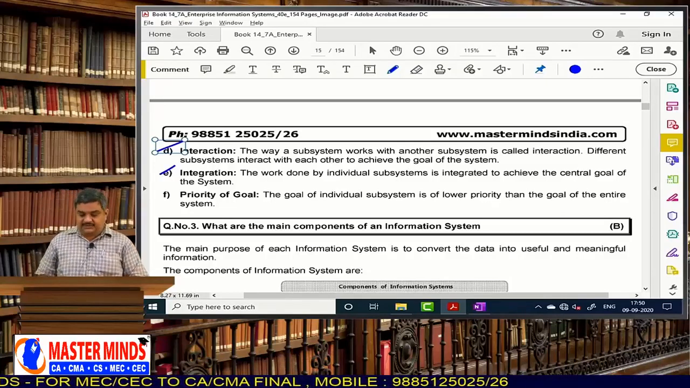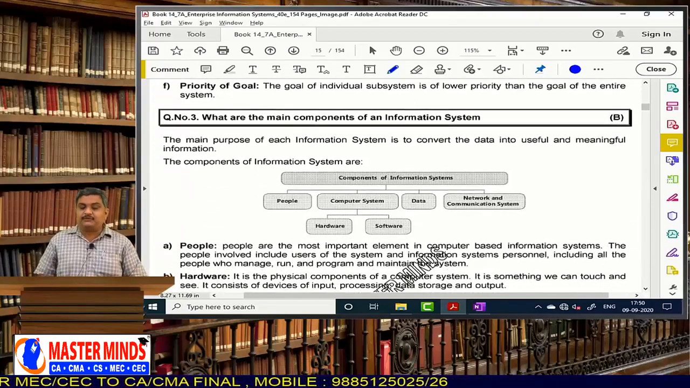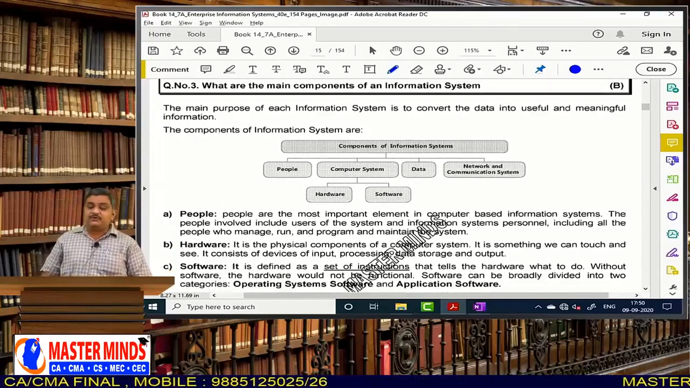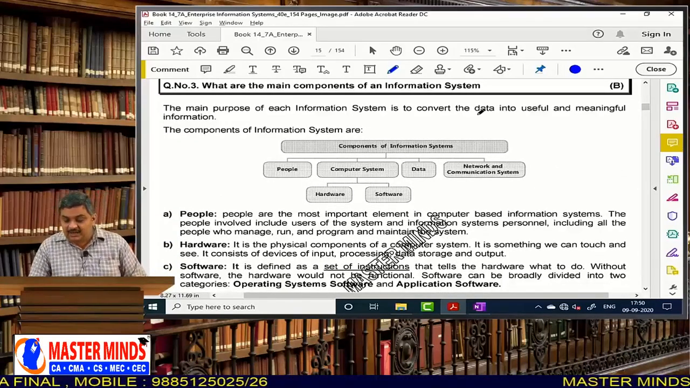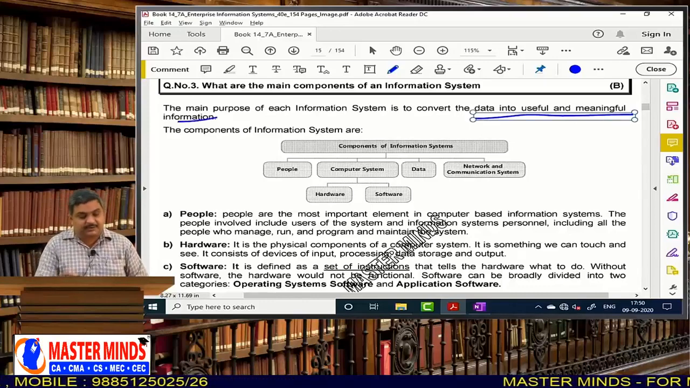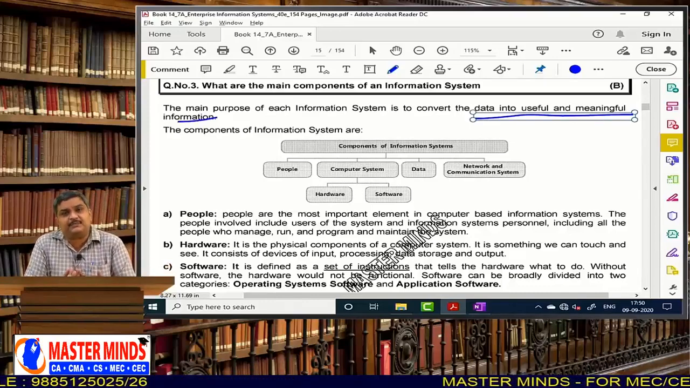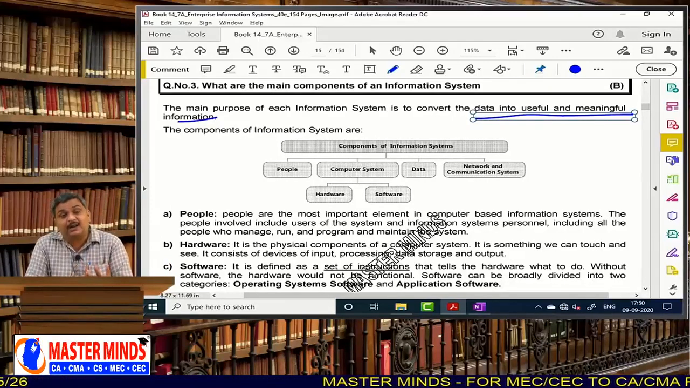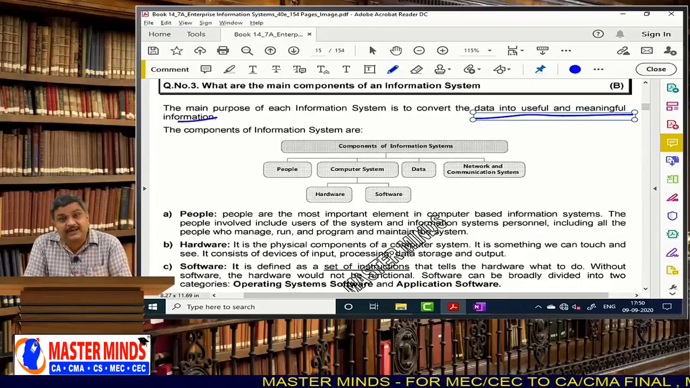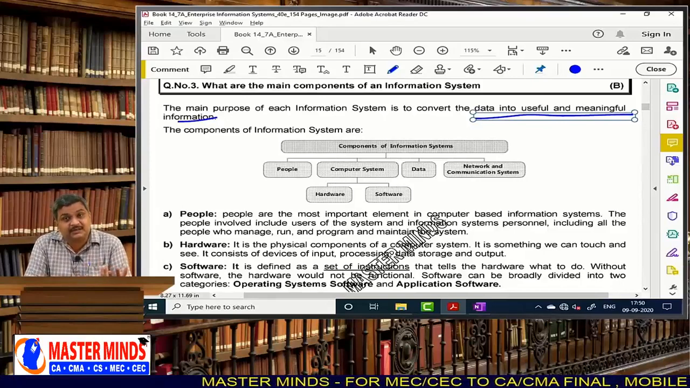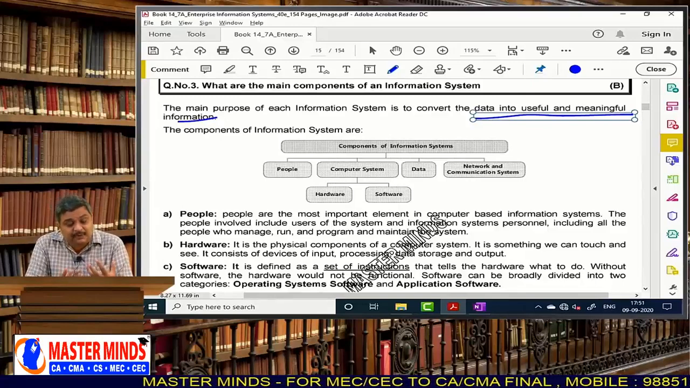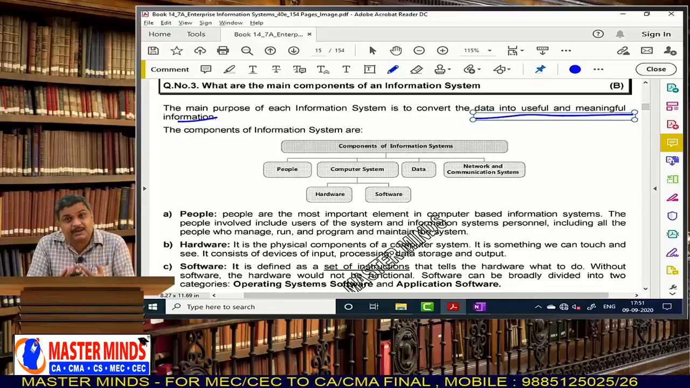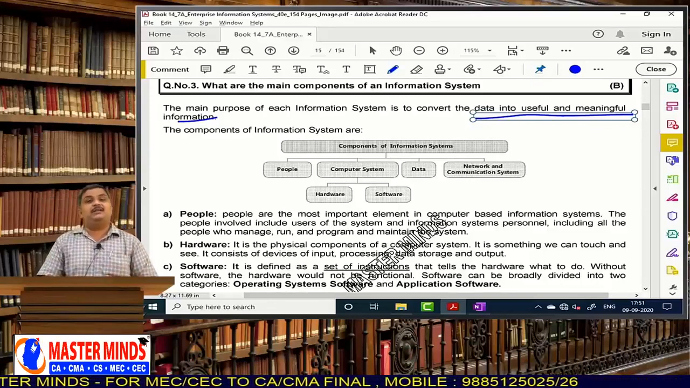Next, the third question. What are the main components of an information system? This we already studied. The main purpose of each information system is to convert the data into useful and meaningful information. What is an information system? A system means a setup of people, hardware, software, data, and network. A setup of all these components is called a system. And why did we make this setup? To provide information to the decision makers.